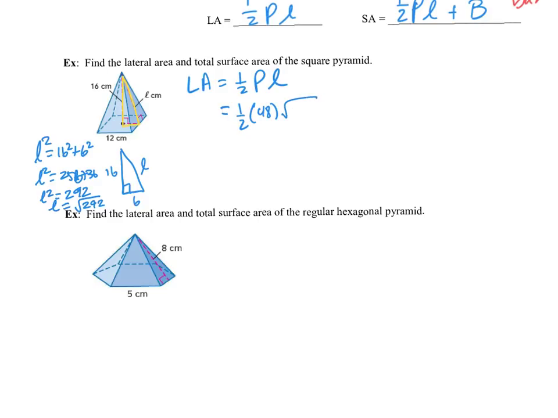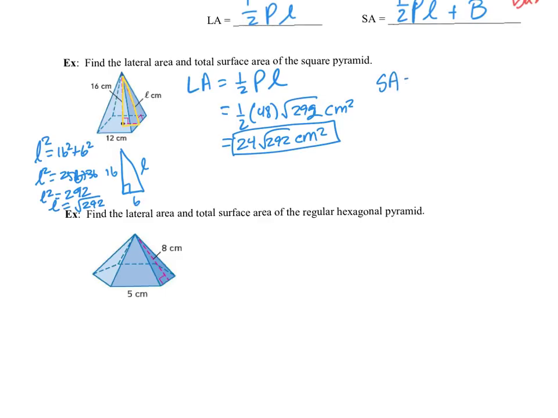So that means our lateral area, once we put units on, would be 1/2 times 48 times the square root of 292. I guess we could simplify this a little bit. Let's call it 24 times the square root of 292, and then put our units of centimeters squared on there. Okay, so that's lateral area.